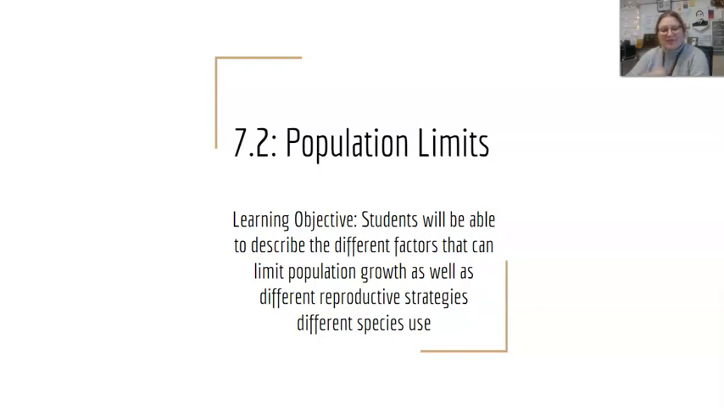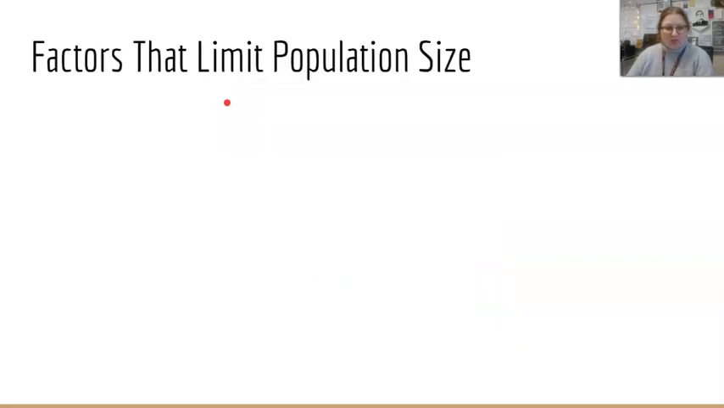Welcome to lesson 7.2. This is the second lesson for chapter 7, where we're talking about population ecology and population dynamics. The learning objective here is that you will be able to describe the different factors that can limit population growth, as well as different reproductive strategies. So we're focusing on population limits, and then we'll talk a little bit about how different species reproduce, or different strategies they use for reproduction.